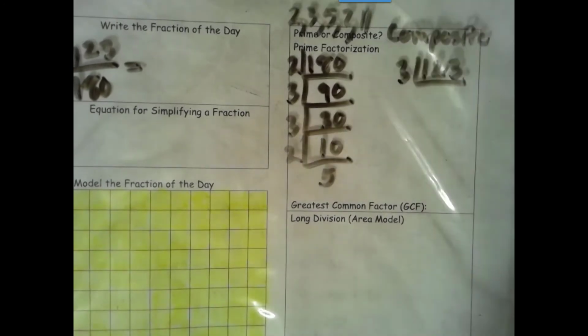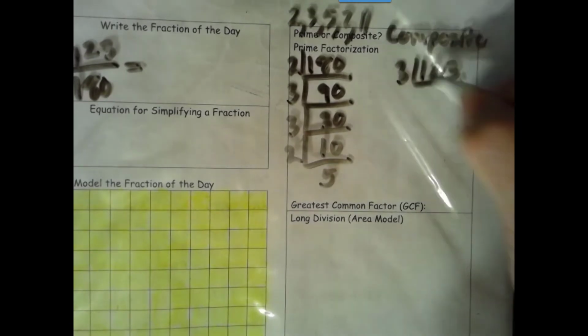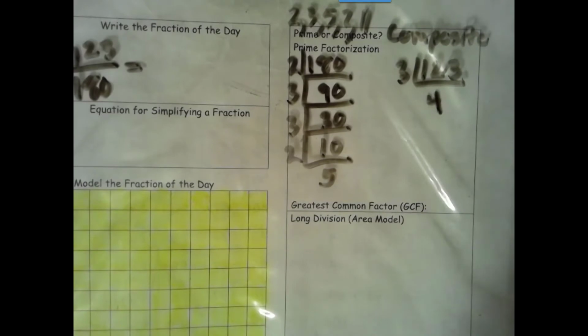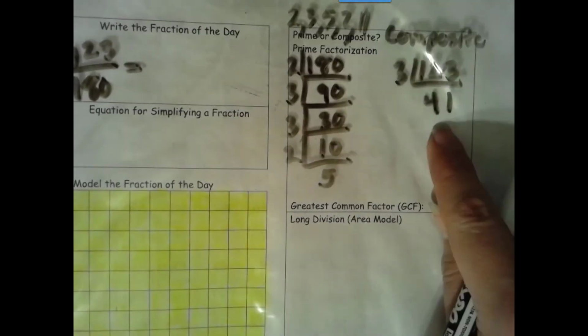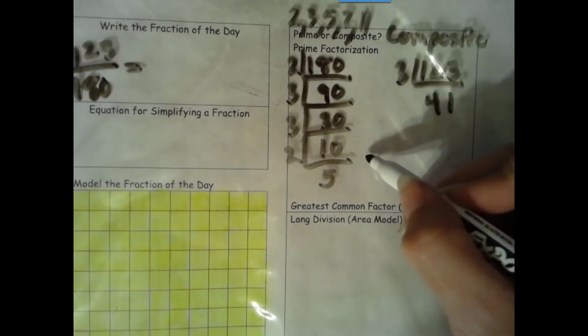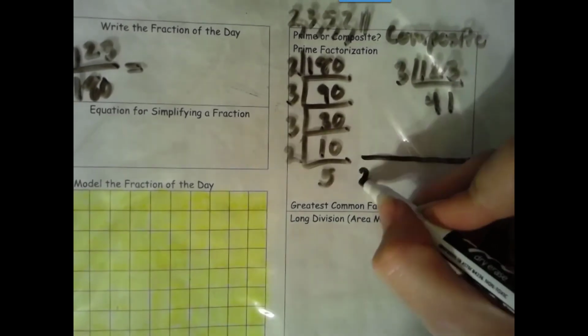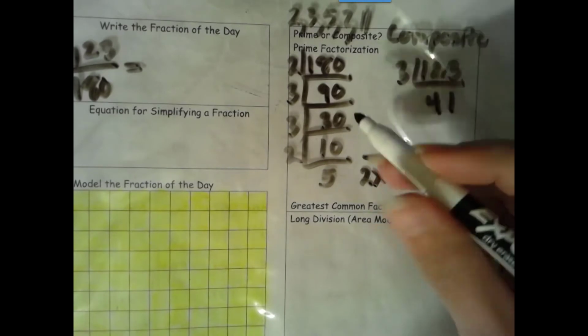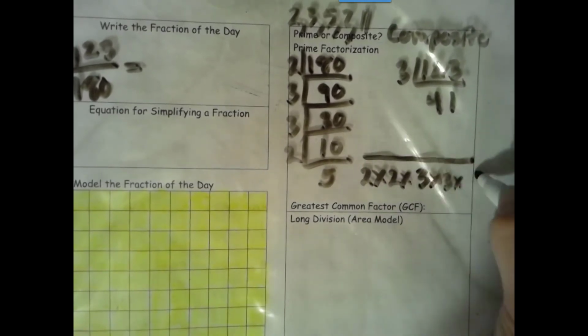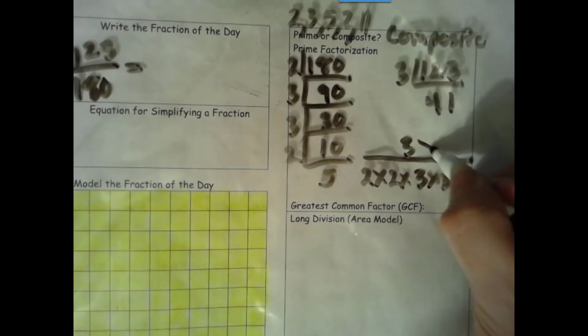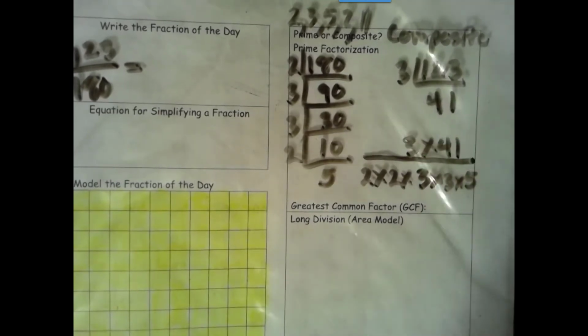So here I said 3 was a factor. I can get 40 groups of 3 out of 12 tens, and 1 group of 3 out of 3. And then 41 is prime. So we finished our prime factorization there. So let's go ahead and get down our prime factorization from least to greatest: 2 times 2 times 3 times 3 times 5, and then 3 times 41.